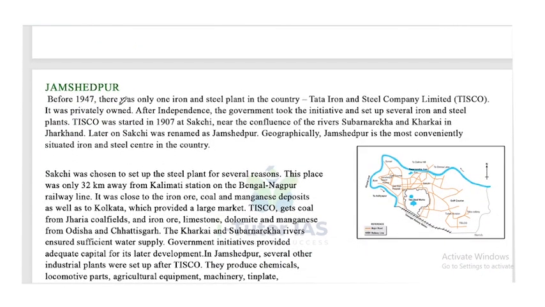Before 1947, there was only one iron and steel plant in the country, that is Tata Iron and Steel Company Limited, TISCO. It was privately owned. After independence, the government took the initiative and set up several iron and steel plants. TISCO was started in 1907 at Sakchi near the confluence of the river Subarnarekha and Kharkai in Jharkhand. Later on, Sakchi was renamed as Jamshedpur. Geographically, Jamshedpur is the most conveniently situated iron and steel center in the country.